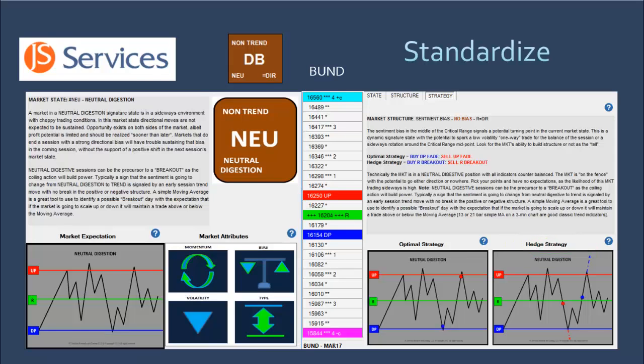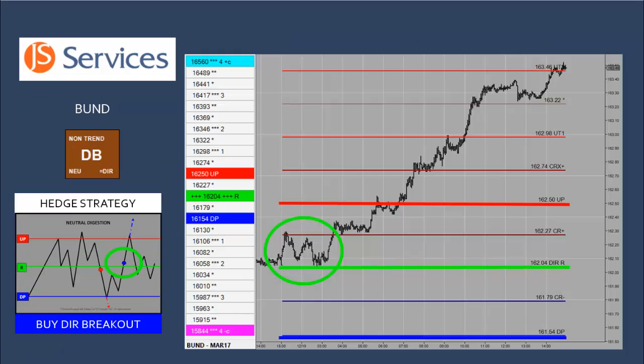As a practical application, the Bund is in a neutral digestion, R equals directional market structure bias, and produced a textbook breakout session. It's important to know what a textbook trade looks like, as this is what you should be looking for in every trade you put on. By anticipating the price action to be perfect, it's easy to identify when it's not, alerting you to the fact that this is not a perfect scenario and tactics should be adjusted.